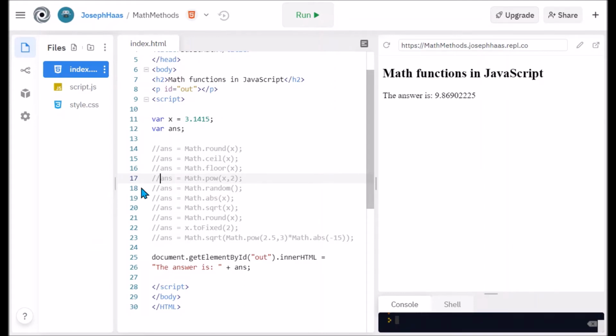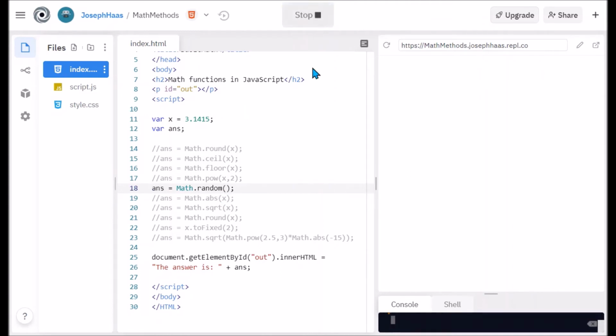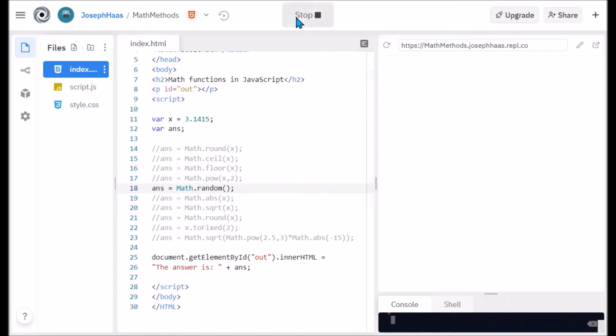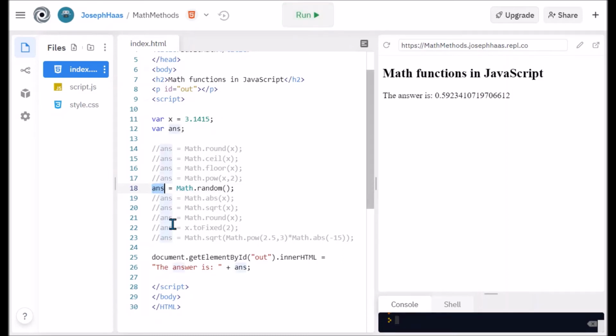Ooh, math.random is a little interesting. Maybe I'll just do math.random. That gives you a random number between 0 and 1. Notice nothing goes in parentheses for math.random. We're going to talk more about that later. That just gives you a random number between 0 and 1. If I run it again, hey, I get a new random number. Let's run it again. A new random number between 0 and 1, and then you'll multiply or add to get your random number in a specific range.